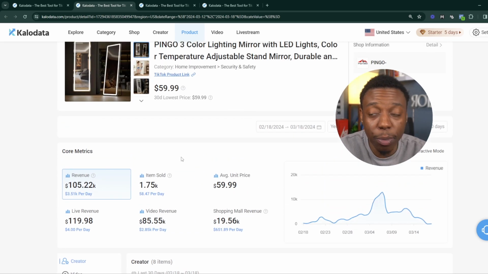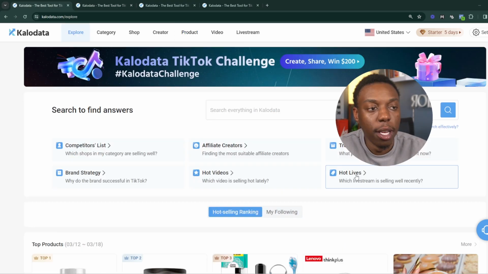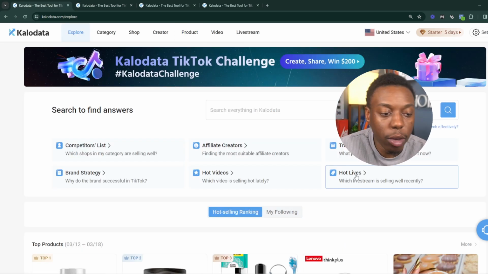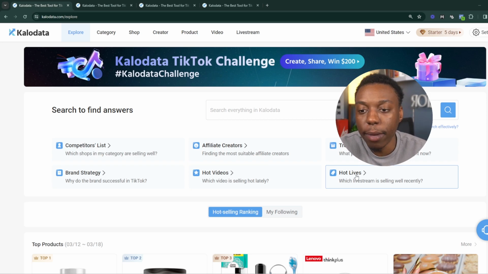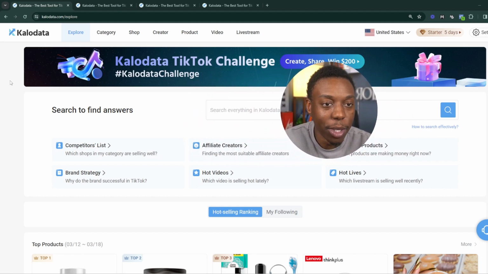And yeah, so let's break down actually how to use Kalodata. So like I showed you, they have different pricing models. You can start up with a free account without having any payment information signed up. Right now, I'm actually on the starter kit because it's worth it. It helped me make so much money. So I'm gonna show you how to do that.